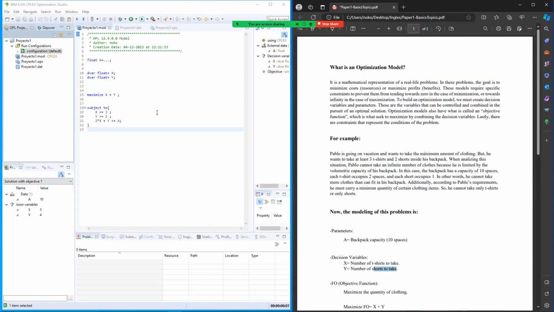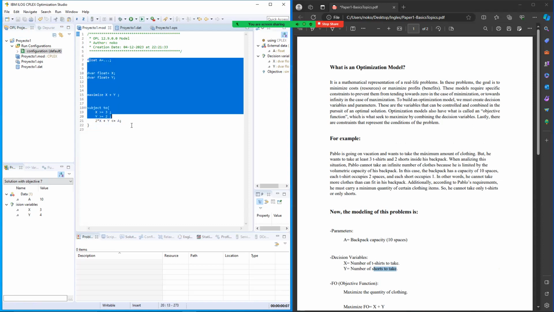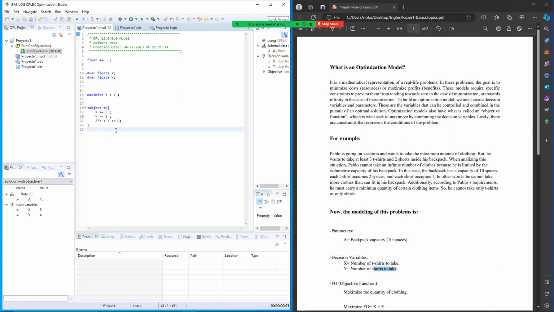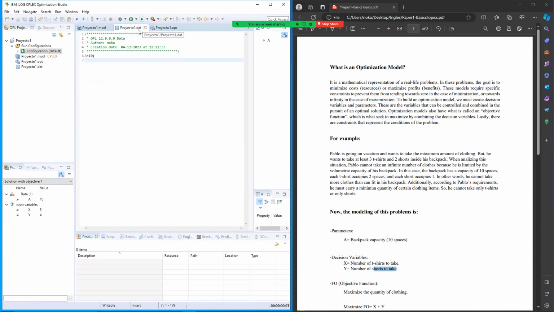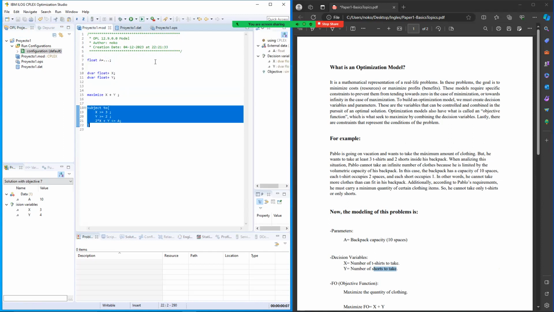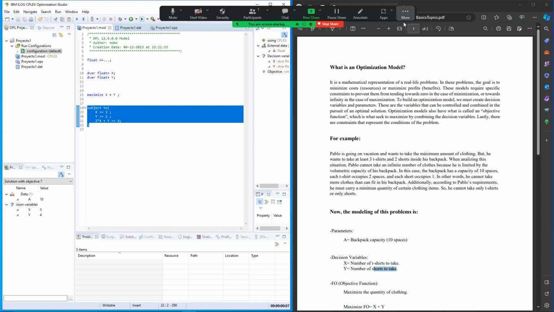Okay, this is the end of this video, and this was the first model to learn something about the parameters, the decision variables, the objective function, and the constraints. Also, how the .dat page works. Okay, that's it. Goodbye.